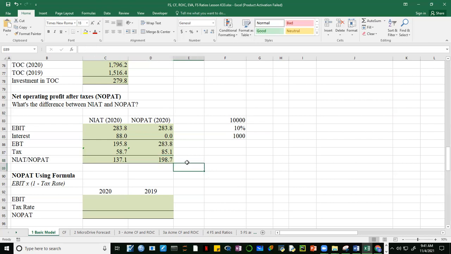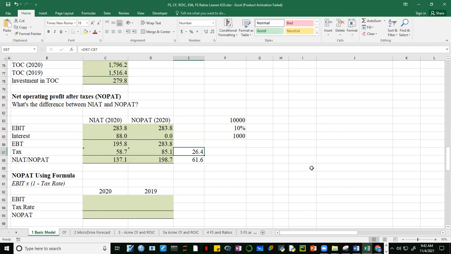Now, what's the difference between the NOPAT and NIAT? Let's take a look at the difference. So it's not 88. I thought 88 would be the difference because we did not charge interest expense in the amount of 88 to NOPAT, but it's only 61.6. Now, why is that? That's answered, guys, by the tax. If you take a look, if we get the difference between the tax for net income after tax and NOPAT, the tax for NOPAT is higher by 26.4 million.